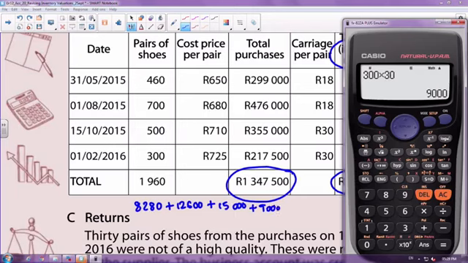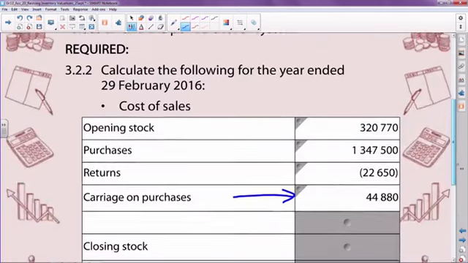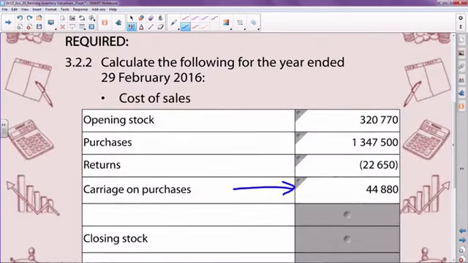Now let's add all of that together. We've got the 8280 plus 12,600 plus your 15,000 plus your 9,000, and that gives you a figure of 44,880. Now clearly you can see that you needed to calculate your carriage and purchases.